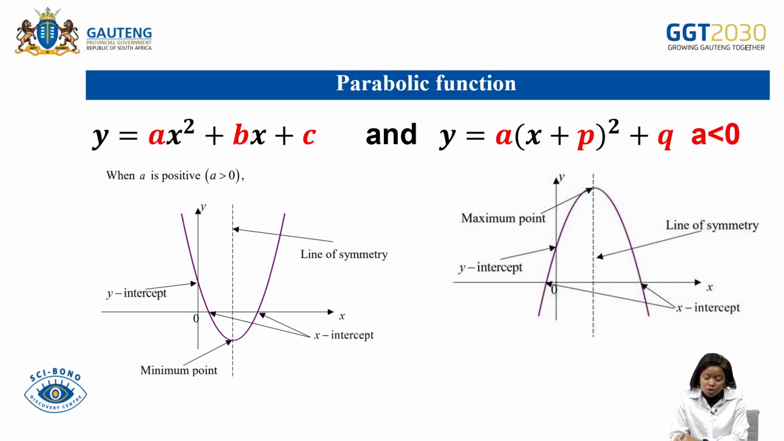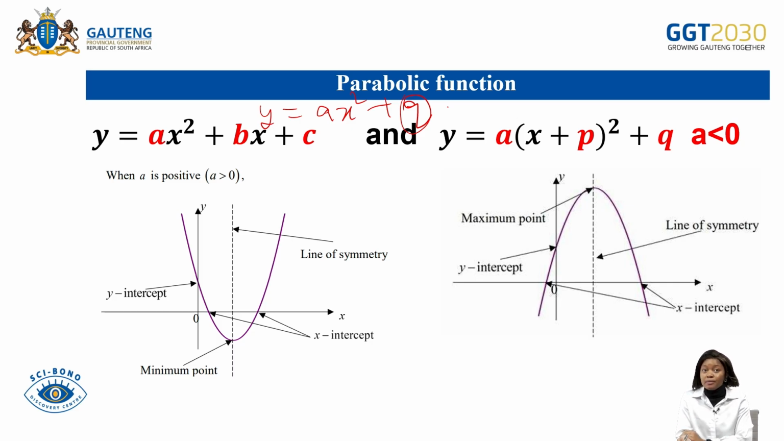Okay, so we've got two equations. Remember, in grade 10, we looked at the general equation y equals ax squared plus q, right? Whereby the q, we were talking about the shifting of the graph vertically. If you still remember, if you have y equals maybe x squared plus 1, then it means your graph has shifted 1 unit upwards.